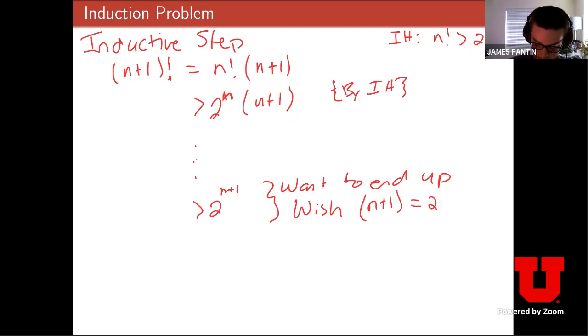But since we're using greater than symbols, we just need to show n plus 1 is greater than 2. And then we can make this substitution, that this is greater than 2 to the n times 2. So how do we know that n plus 1 is greater than 2 in order to make this substitution?